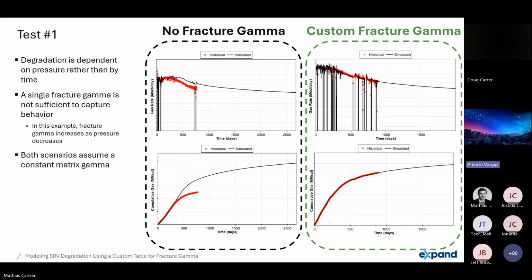What we do see is that, I'm showing it on a time scale, but the way we think about it, again, it's based on pressure, not time. And what we generally see is that a single fracture gamma is not sufficient to capture the effects that we're seeing here. In this particular example, we had an increase in gamma, meaning that we started with a certain gamma and then had to increase it later. In all of these scenarios, we're still assuming that there's a matrix gamma as well, meaning that the pressure dependent perm in the matrix, we're holding that constant.